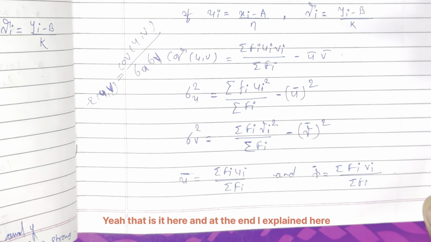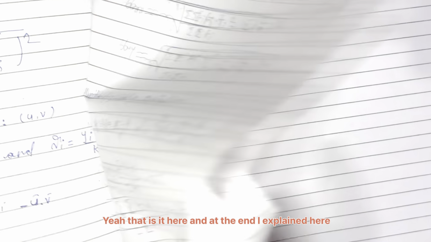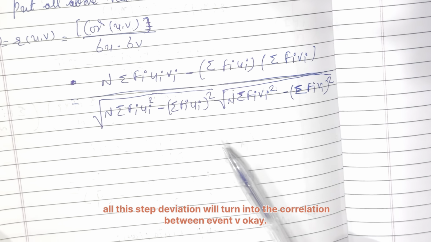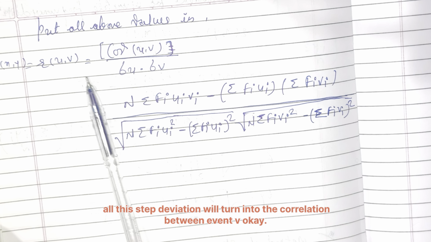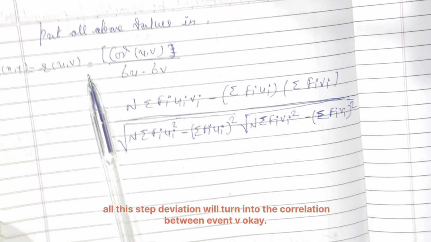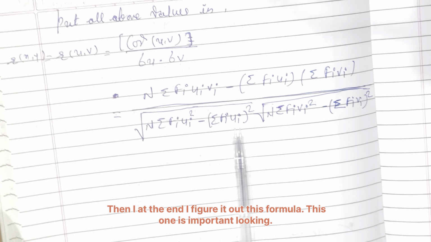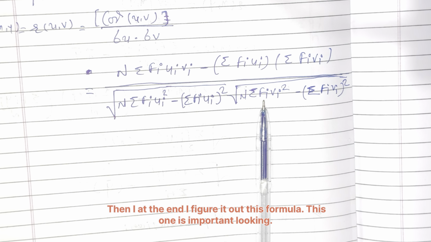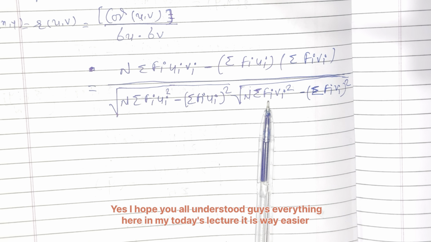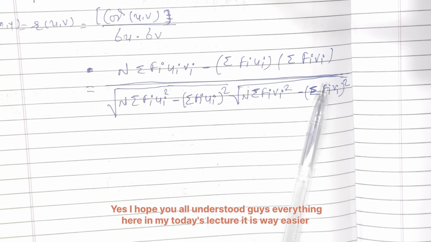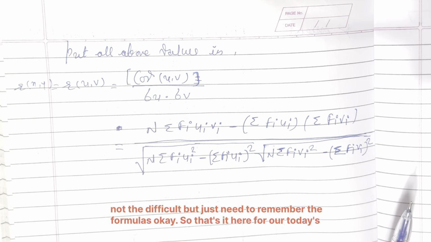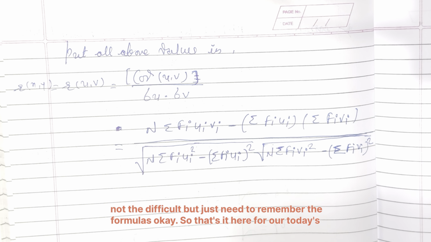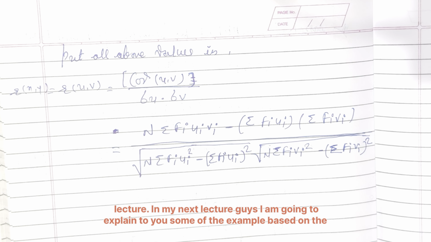Okay, yes, that's it here. And at the end, I explained how all this step deviation results in the correlation between U and V. Then at the end I figured out this formula. This one is important. Okay, I hope you all have understood everything in my today's lecture. It is way easier, not that difficult, but you just need to remember the formulas. So that's it for our today's lecture.